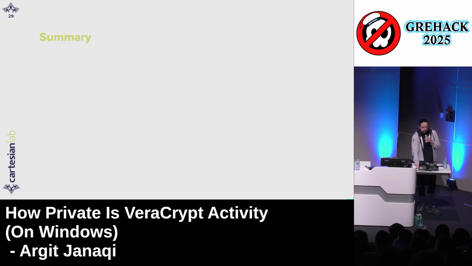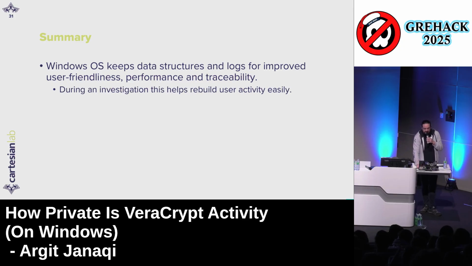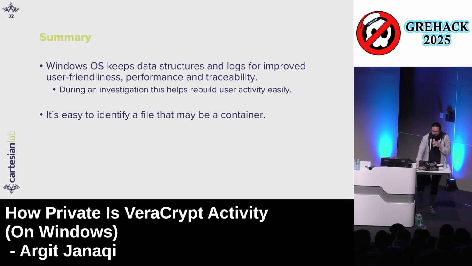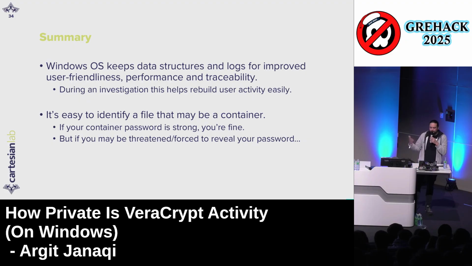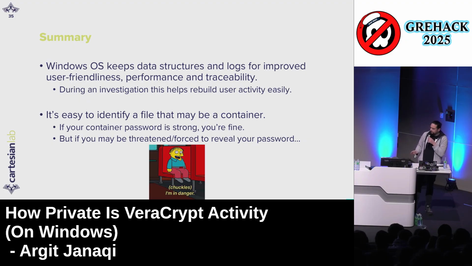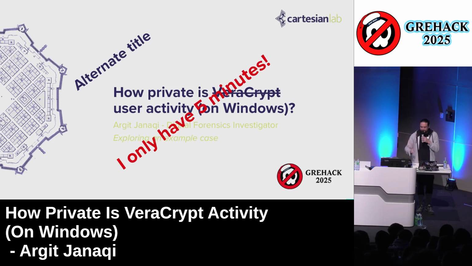Alright, so let's summarize what I said so far. Windows OS keeps data structures and logs for improved user-friendliness, performance, traceability, etc. But during an investigation, all these are very useful to rebuild user activity quite easily. It's easy to identify also the files that may be a VeraCrypt container, but if your container password is strong, you're fine, as far as nobody can pressure you or threaten you to retrieve your password. So let's be careful about that. This talk could have been called How Private is User Activity on Windows, but I only have 5 minutes, so it's just a toy example of VeraCrypt.